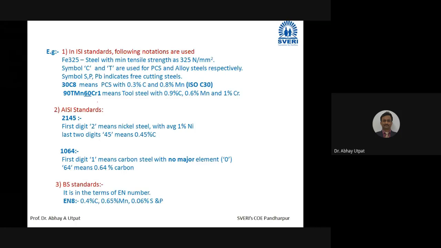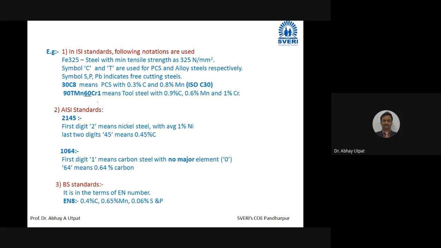And now the 8 is used in front of the C. As per their guidelines, by default, this 8 is for manganese, divided by 10. I repeat once again: the figure which is before C, you have to divide by 100, and the figure which is after C, you have to divide by 10.